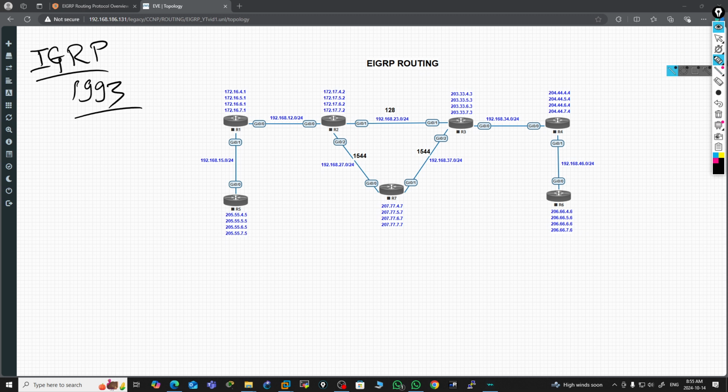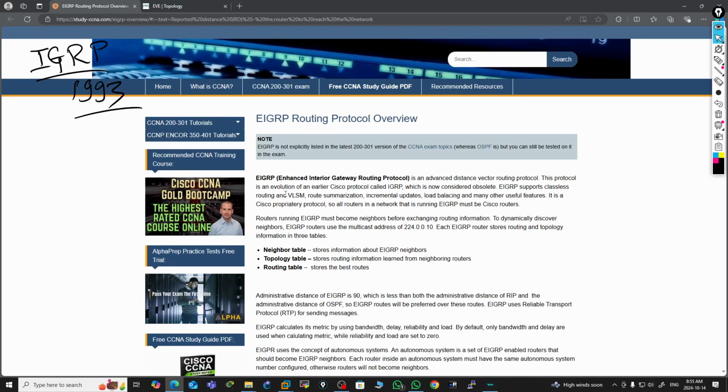I'm going to go right to this page here. As I said, EIGRP was an evolution of IGRP, because now it supports variable length subnet masking. We're going to see a little bit more of that during configuration. It also supports route summarization by default. It supports incremental updates, which means that it's only going to send updates when there are changes in the network. Other than that, it just sends hello messages, once every 5 seconds by default.